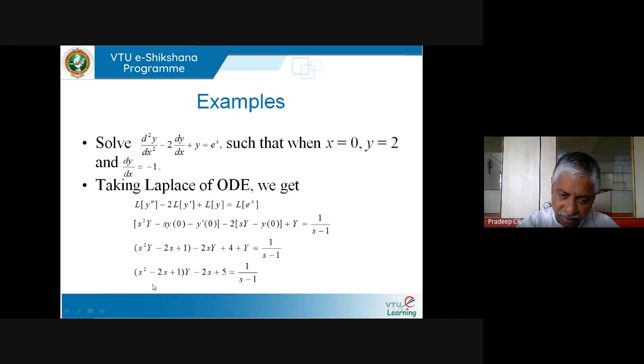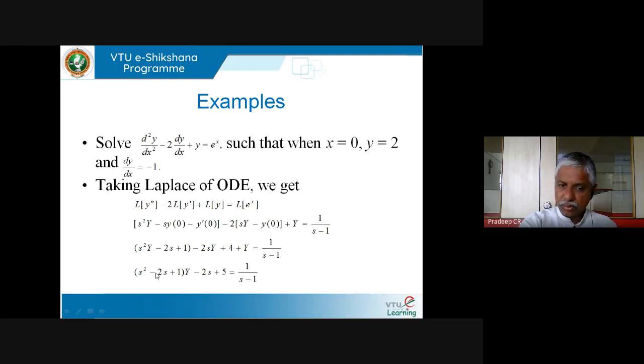Again, I have written that as s square minus 2s plus 1 times y, and minus 2s I have written as it is, and then I'll get 1 plus 4, which is 5. So I have written this left hand side as it is, just by rearranging and collecting the like terms in the powers of y. And the right hand side I don't touch, just 1 by s minus 1.